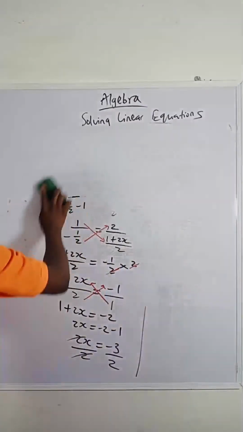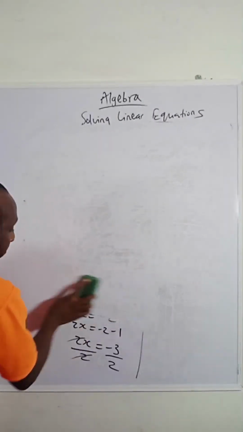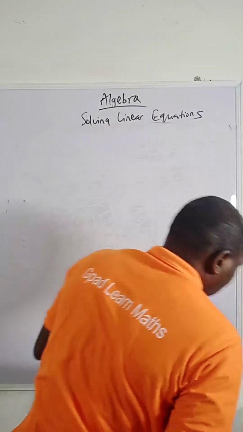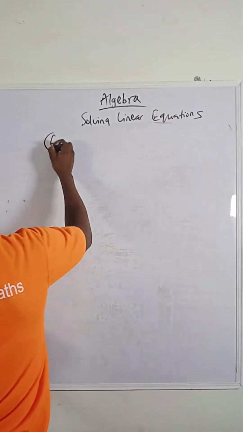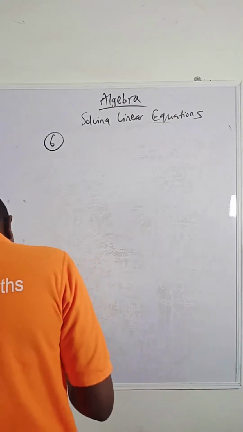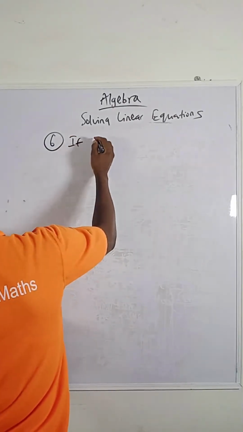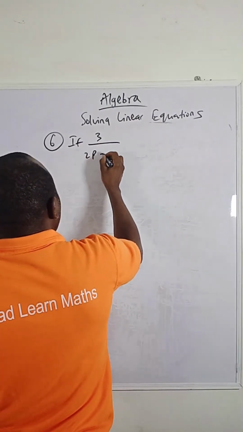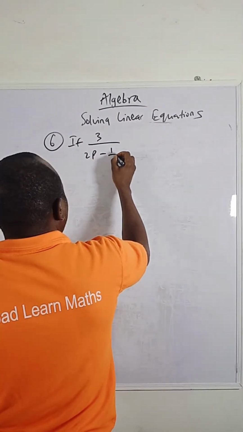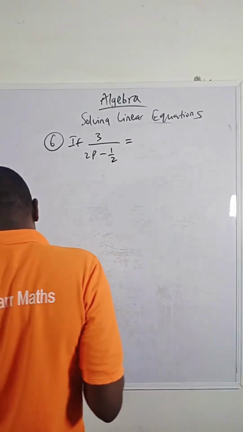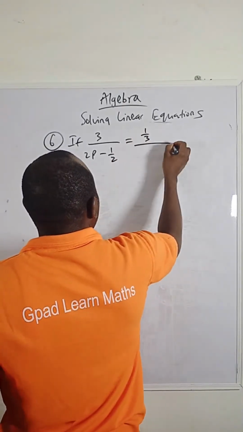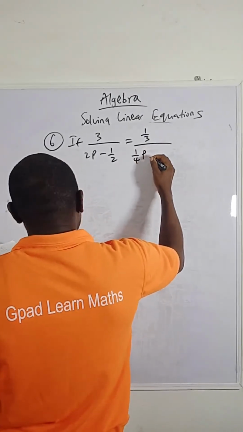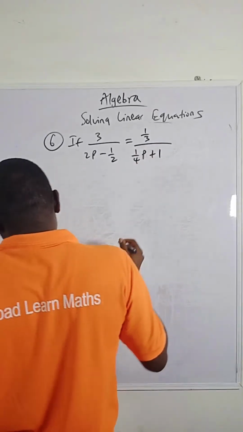Number 6 now. So this is another question. It said if 3 over 2p minus 1 over 2 is equal to 1 over 3. Now you have to be careful with this. This is quite an interesting question. Plus 1, find p.